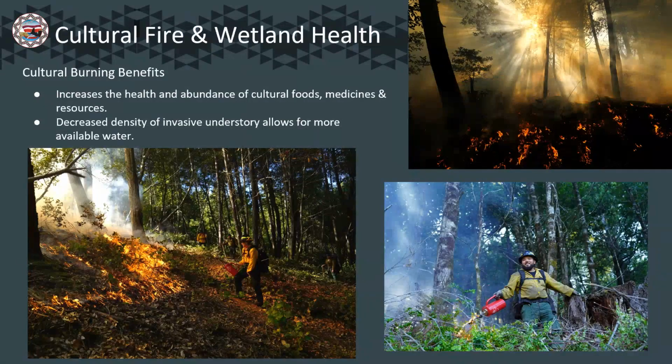Fire is medicine. We are fire people. Fire enriches the land with nutrients and increases the health and abundance of the cultural foods and medicine resources. We are studying nearby cultural burns to see if they have an effect on the water availability, surface connections, periods. Furthermore, fire is a tool to restore the meadows that were historically more dominant on the Yurok reservation. Fire removes the thick understory and monoculture plantings by the timber companies. With less invasives on the landscape, more water will be available.